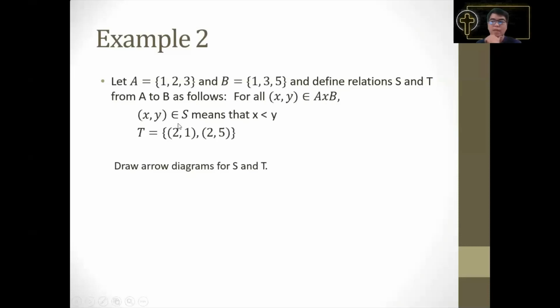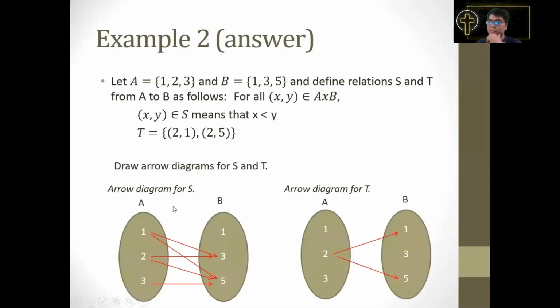Ordered pair (x, y) is an element of S means that x is less than y, or the relation T, which means T is equal to the set that contains the ordered pairs (2, 1) and (2, 5). So let us draw a diagram for S and T. So this is the diagram for S and T.